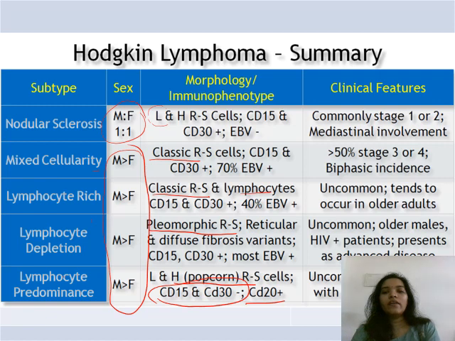And similarly, among all these, lymphocyte-predominant type and lymphocyte-rich type will have a very good prognosis, and lymphocyte-depleted type usually has a very bad prognosis. This lymphocyte-depleted type is also most commonly seen in immunocompromised patients, and it usually presents with advanced disease. And nodular sclerosis type most commonly will have mediastinal involvement compared to all the other types.